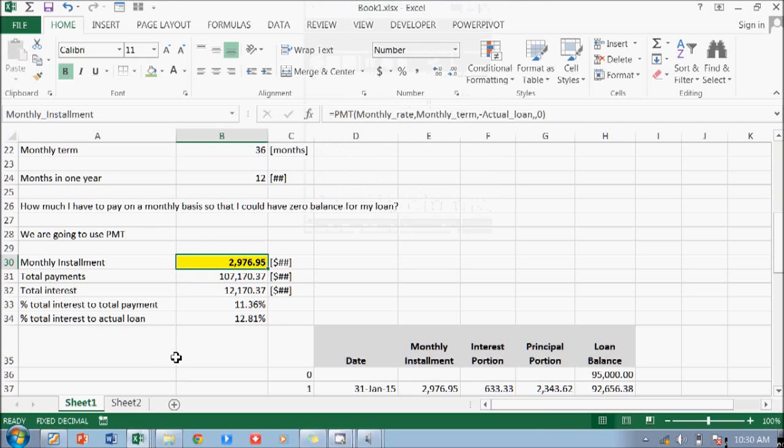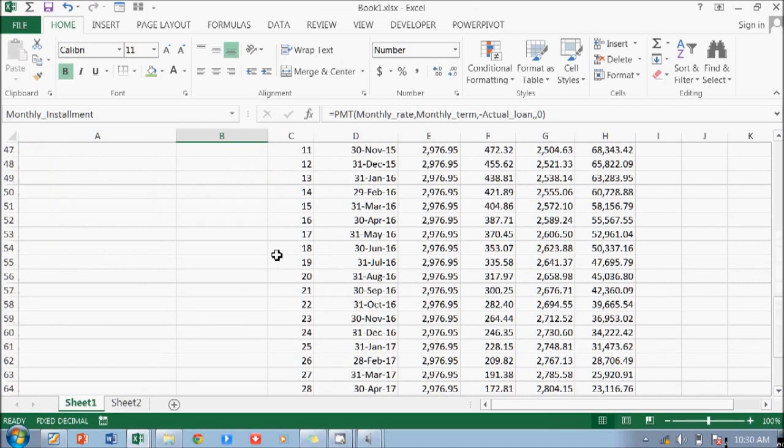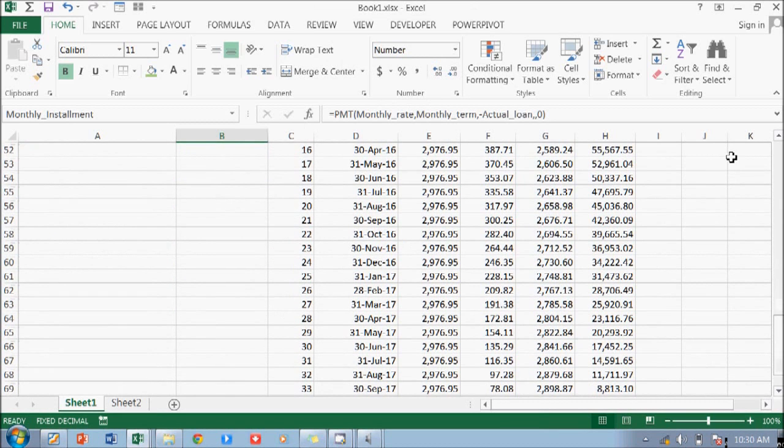Okay, this is the third video. So I think we have to come back to the PMT here. I need to explain a little bit about this formula. So I move to Sheet 2.